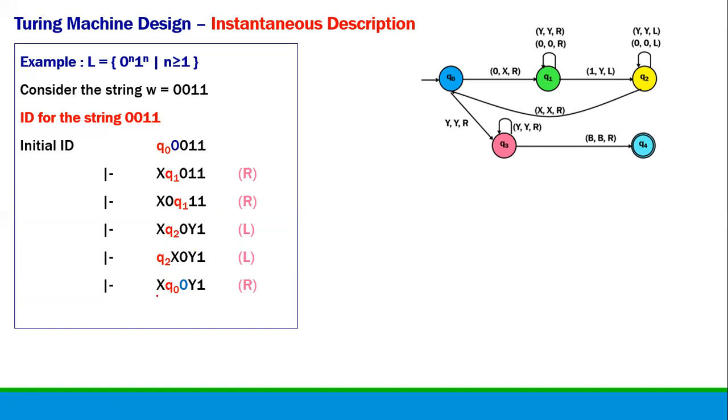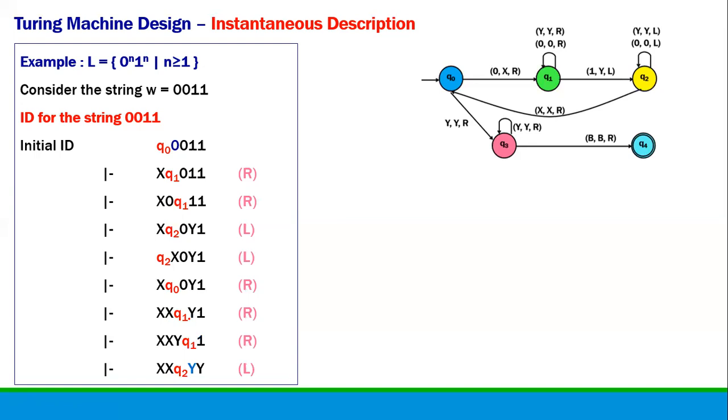Now I'm reading X. Once I read X, do not do any alteration, no change, but you move right. Then you are reading 0. Once you read 0, you are changing the state to q1 and replacing it with X. Now you are reading Y. Once it is Y, do not do anything, just move right. Once you read 1, change the state to q2 and replace it with Y, and then move left. To the left means to the left of this Y.